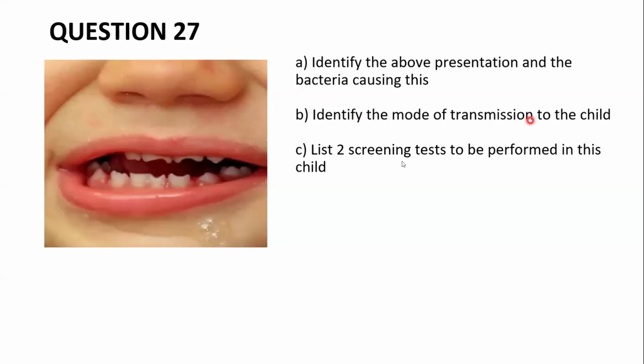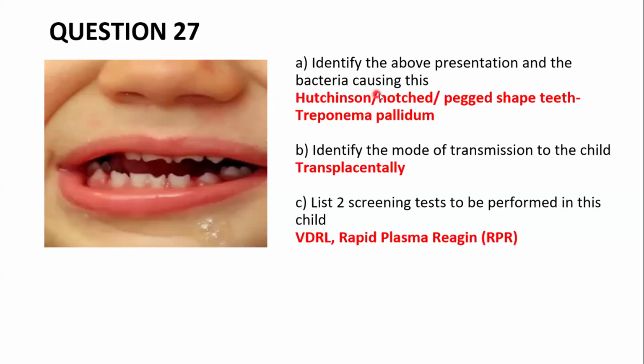And then list two screening tests. So this is a very, very high yield point that I want you guys to understand. We are going to go through it. So let's see if you're okay. Hutchinson's, if you say notched teeth, peg shaped teeth caused by Treponema pallidum, they are all correct. Transplacentally or vertical from mother to child.